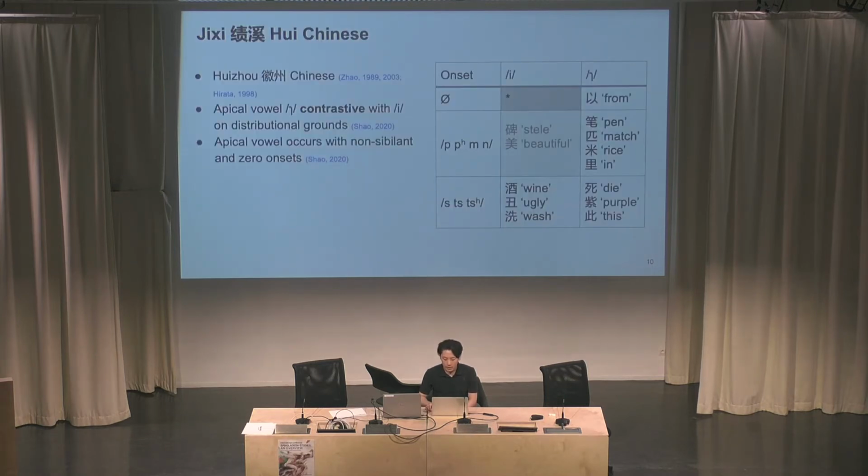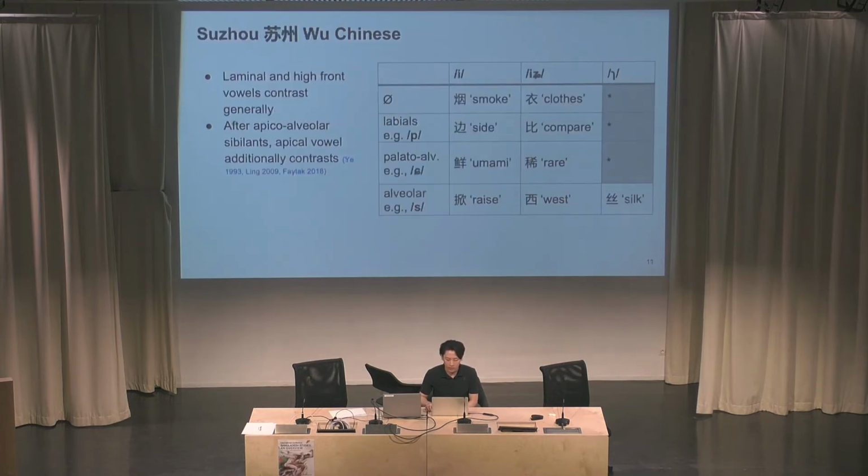Unlike in standard Mandarin, the one apical vowel is contrastive with the high front vowel E, as well as the other vowels that are not shown here, on distributional grounds. The apical vowel can also occur with non-sibilant onsets, unlike in standard Mandarin, as circled in the table here. The contrastive status of the apical vowel is clear here, and its phonotactics are quite different from standard Mandarin.